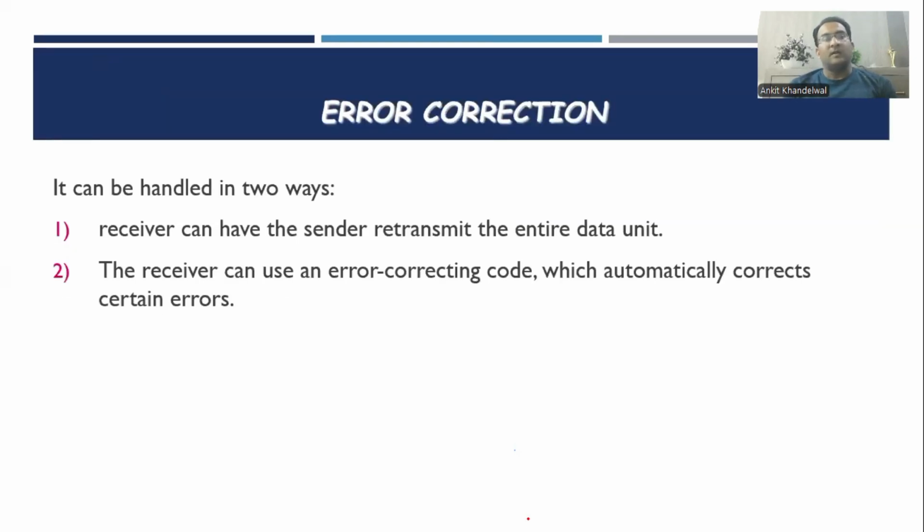So error correction can be handled in two ways. First, the receiver can have the sender retransmit the entire data unit. And second, the receiver can use an error correction code which automatically corrects certain errors.